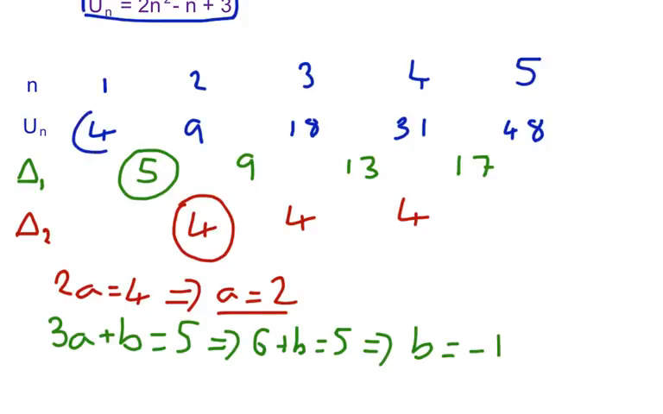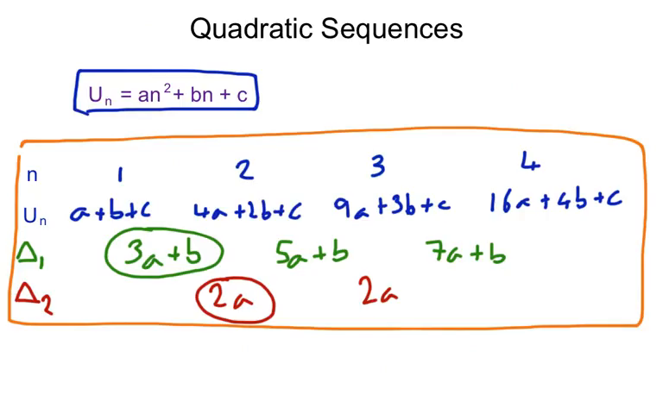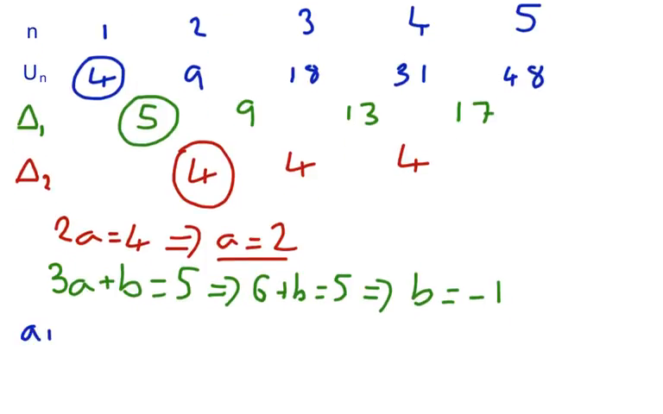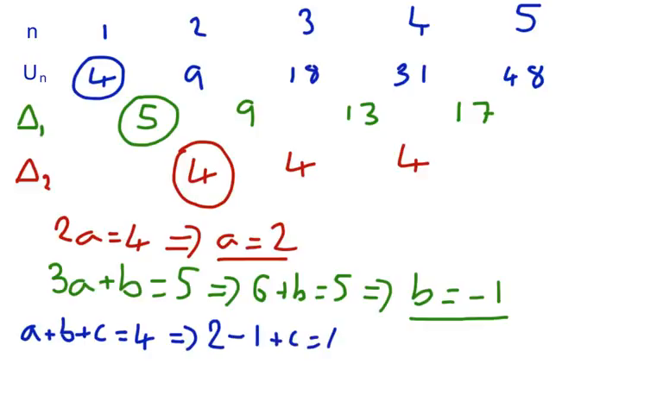And now finally we look at the one up here, the first term, which is 4, and looking at the general sequence we have a plus b plus c. So once again we compare those two. This time we get a plus b plus c is equal to 4, but we know a is 2 and we know b is minus 1. So we have 2 minus 1 plus c is equal to 4, which gives us c is equal to 2 minus 1 is 1, so c must be equal to 3.